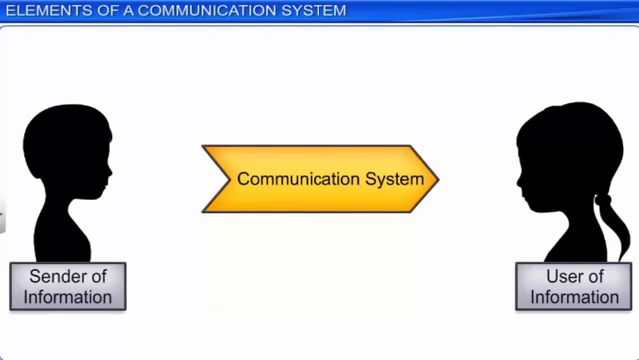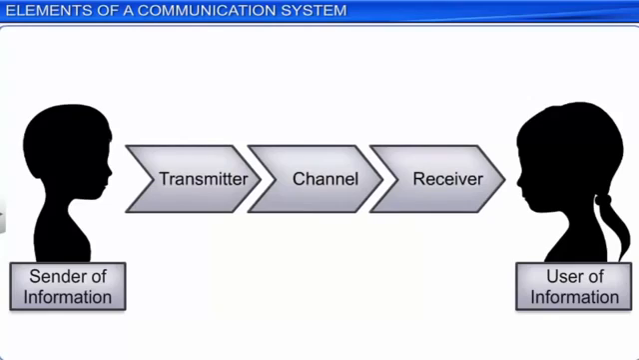Every communication system has three essential elements called the transmitter, channel, and receiver. The locations of the transmitter and receiver depend on the locations of the sender and user of information respectively. The channel is the physical medium that connects the transmitter and the receiver.